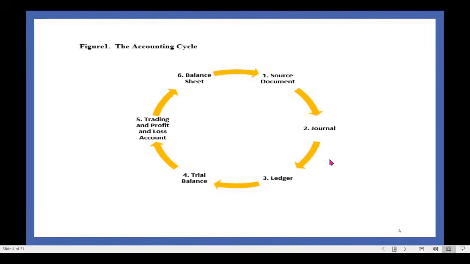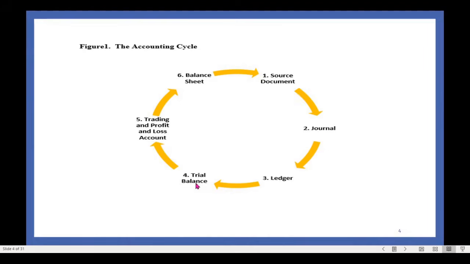You are familiar with the accounting cycle. You have used information from source documents to write up journals. You have taken information from journals and made double entry posts to accounts in ledgers. And periodically, you have balanced accounts and extracted a trial balance.